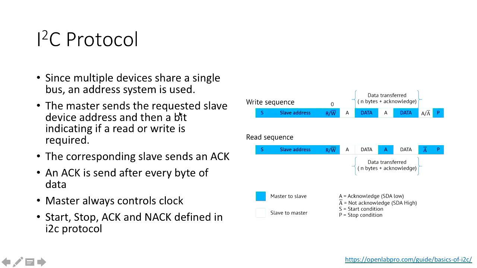The master sends the requested slave device address and then a bit indicating if a read or write is required. The corresponding slave sends an ACK. An ACK is sent after every byte of data. The master always controls the clock. Start, stop, ACK and NACK are defined in the I2C protocol. When you do this one, it's clear. So I have given some more: slave address and then data transferred, n bytes plus acknowledge. I give a bit more detail if you want to look into it.